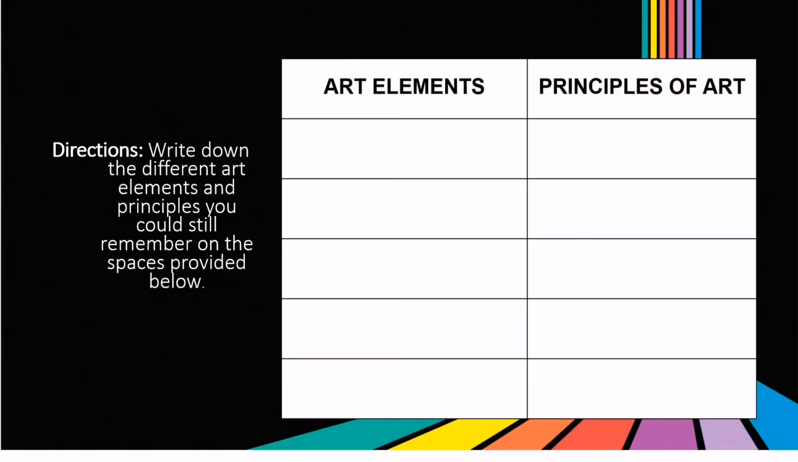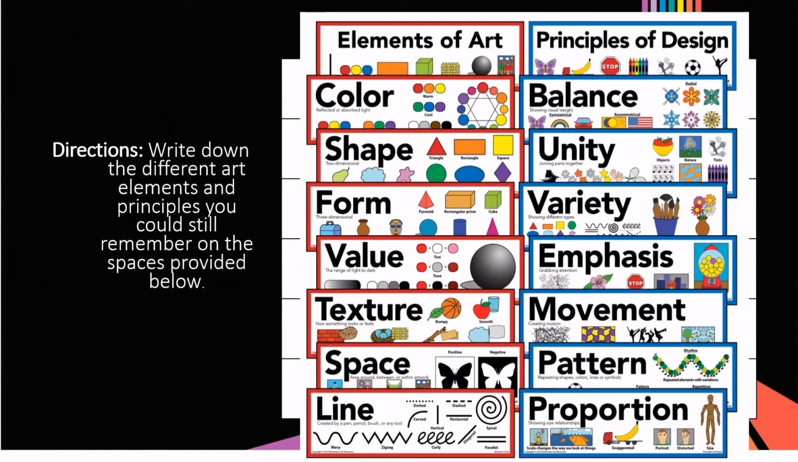And now, our answer in art elements and principles of art. Elements of art such as color, shape, form, value, texture, space, line. Pertaining to principles of design, we have balance, unity, variety, emphasis, movement, pattern, and proportion.